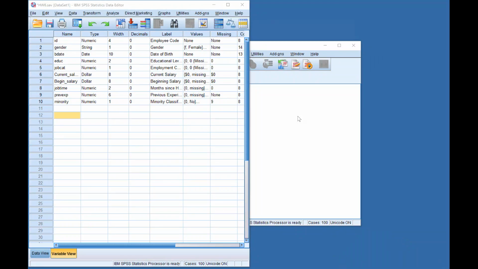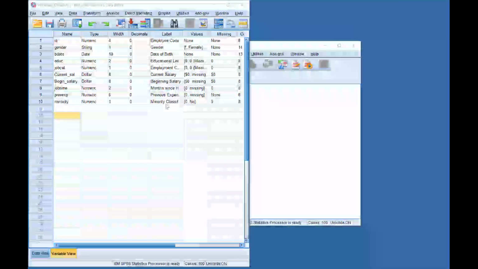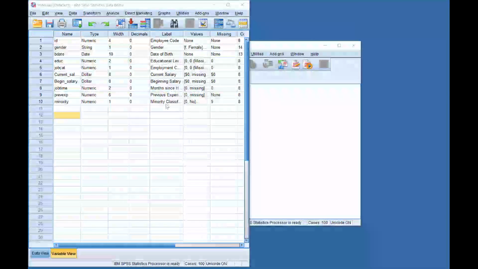So to get started, I have open here the homework number 6 data set for SPSS 23. As you can see, we have different variables: ID, gender, job cat, which is the employment categorization label, and minority, which is the minority classification. We want to look at the relationship between those two variables.